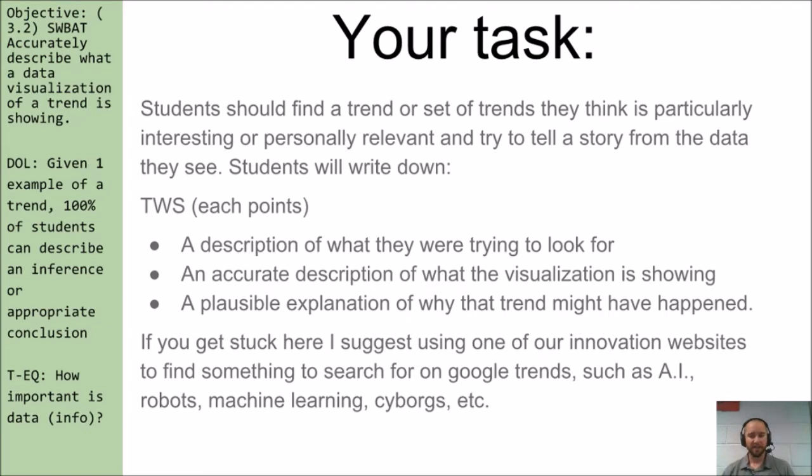If you get stuck here, I suggest using one of our innovation websites to find something to search for on Google Trends, such as AI, robots, machine learning, cyborgs. All these things we talk about on Fridays in terms of innovation would be a great thing for you to search.